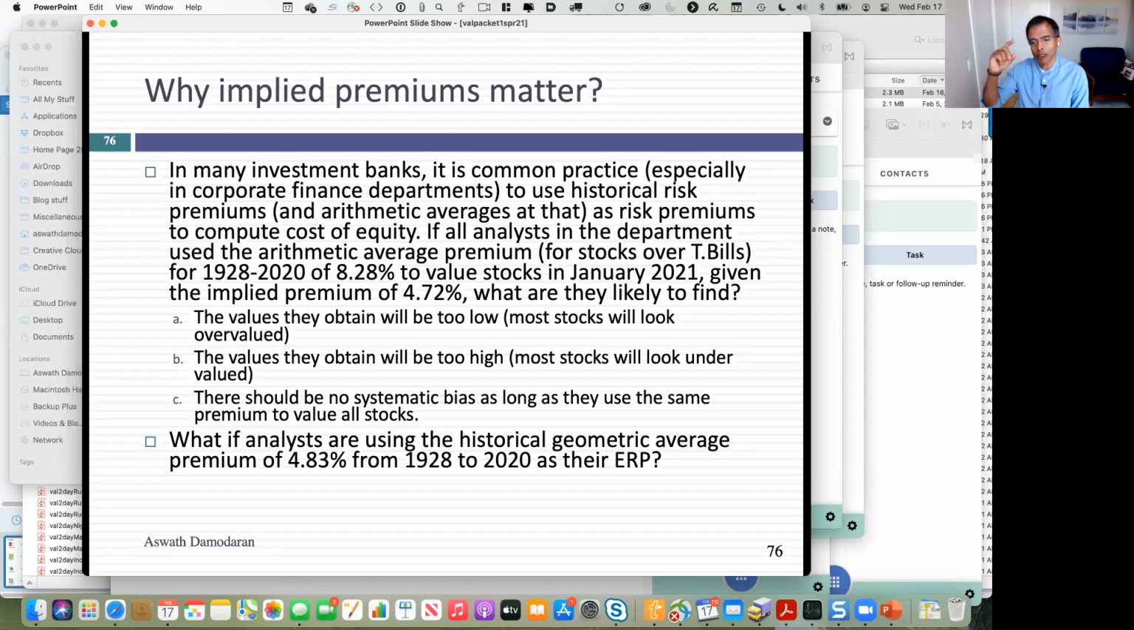So I want you to think about that. The implied premium is what the market price is. Think about what happens when you use a number very different from that number in your valuation and what it does to your value and your investment decisions.